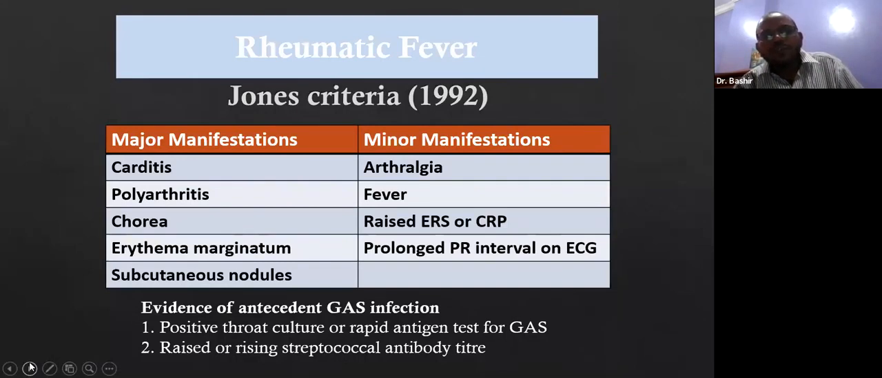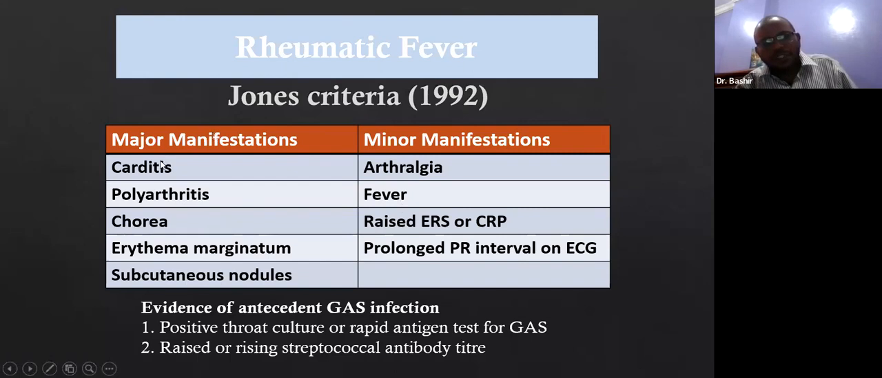For the diagnosis of rheumatic fever, till now we are following the revised Jones criteria, which has major and minor criteria. Major criteria: carditis, 50%, polyarthritis in 70%, chorea in about 10%, erythema marginatum in 2%, subcutaneous nodule in about 1%. Minor criteria: arthralgia, fever, raised CRP and ESR, and prolonged PR interval on ECG.